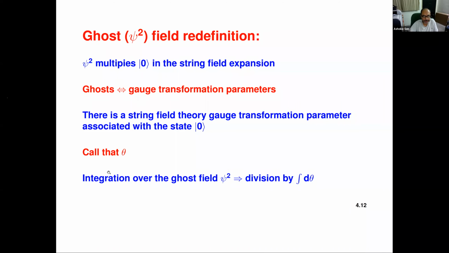So when you say that we are left with an integral over the ghost field psi 2, basically it means that we are left with having to divide by the integral over d theta. So in the path integral, we have to include a factor of 1 over the integral d theta. What we will try to discuss is how to treat this, what it means to divide by the integral d theta, and what we get. Is this point clear?